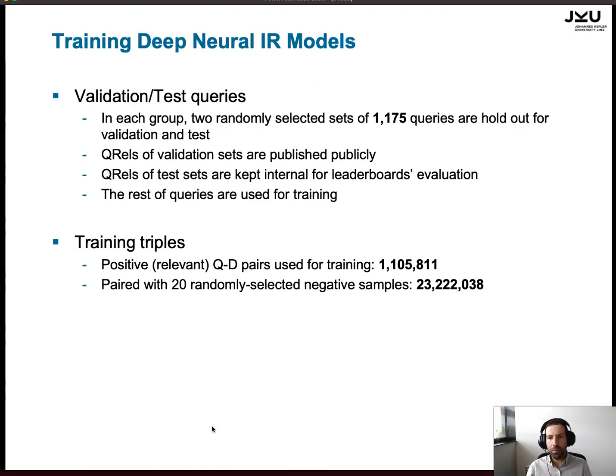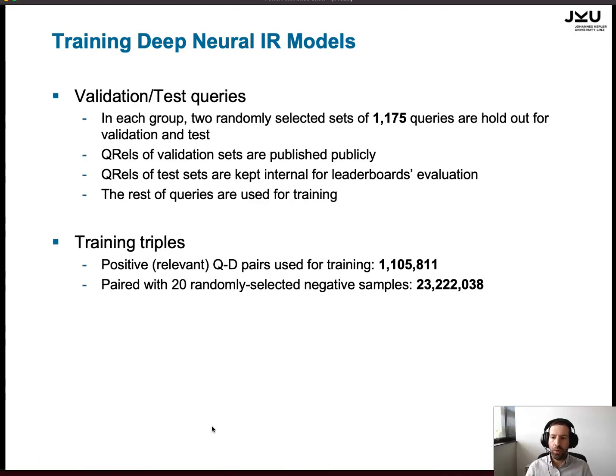Given this benchmark, we also provide files for training neural models and evaluating them. For each of these groups of head, torso, and tail, we randomly select a set of 1,175 queries for validation and test. The QRELs for the validation sets are published publicly, but for the queries of the test sets, the corresponding QRELs are kept internal. That's used for evaluation of the leaderboards. All the rest of the queries are used for the training.